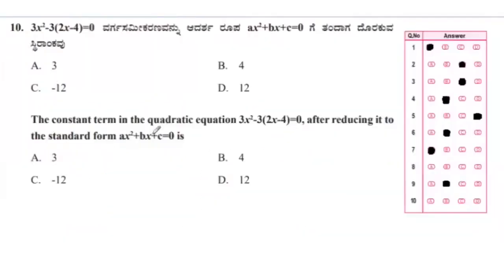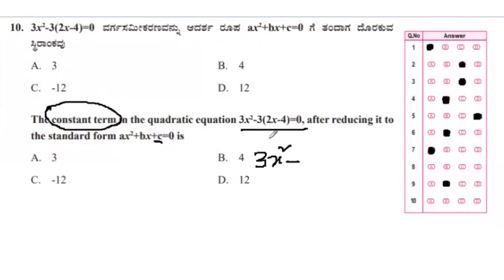10th question. The constant term in the quadratic equation 3x square minus 3 into 2x minus 4 is 0, after reducing it to standard form. Clearly, this equation is not in standard form. First, we have to convert it into standard form and find the constant term. The constant term is nothing but C. Let us do a simple calculation here.